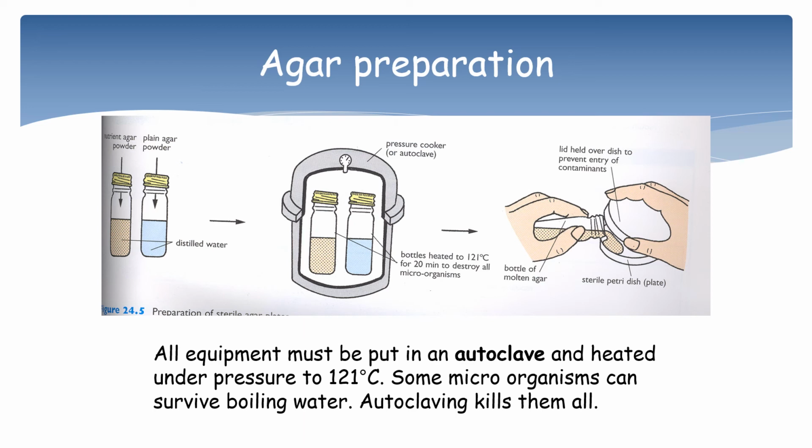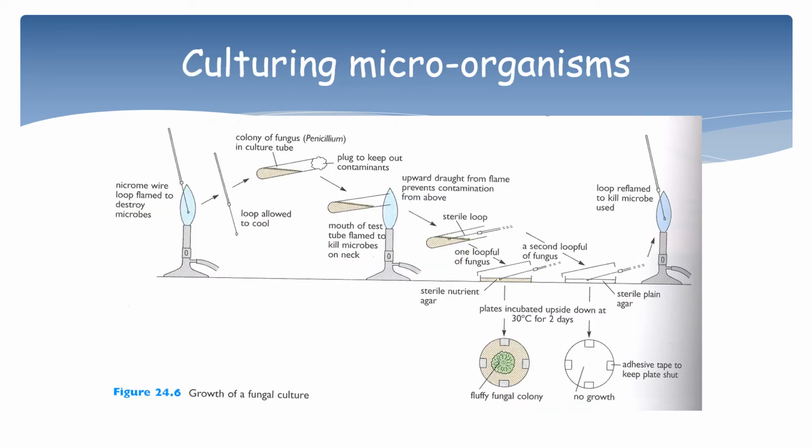So when you're pouring it in, it's important that you flame it and you also hold your lid over your petri dish so that no contaminants can get in. So all equipment must be put in an autoclave and heated under pressure to 121 degrees Celsius. Some microorganisms cannot be killed by boiling water, so that would be 100 degrees Celsius. Autoclaving kills them all.